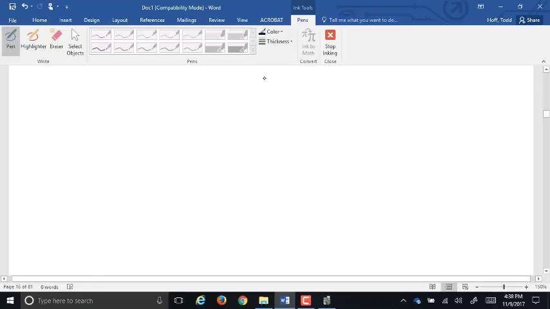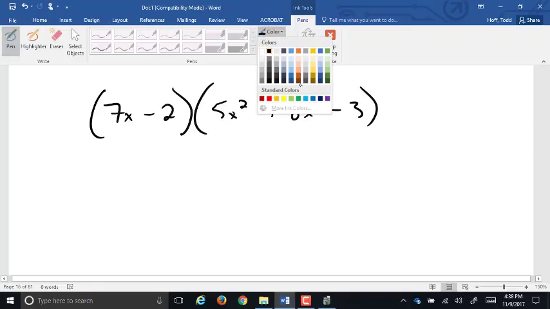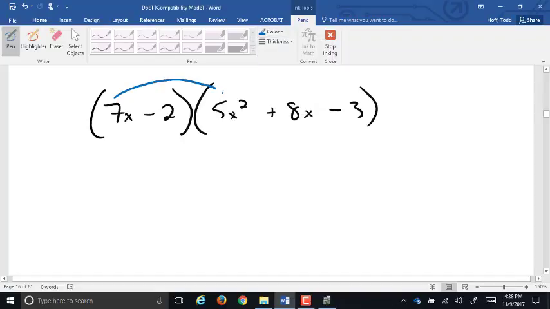Okay, other problems you'll need to be able to do is stuff like this. 7x minus 2 times 5x squared plus 8x minus 3. How do you do that? Well, we use the variation of FOIL. 7x times 5x squared is 35x to the third. Good. 7x times 8x.